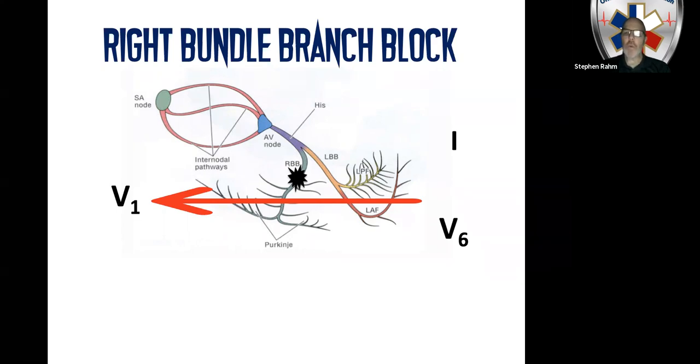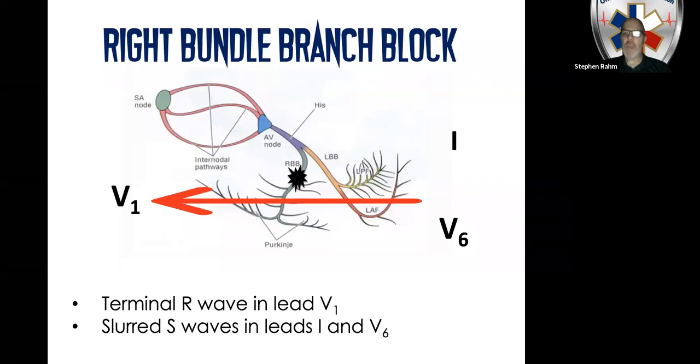But if you'll notice, that terminal force is coming directly towards the V1 lead. So what that means is, in lead V1, you're going to have a terminal R wave. In other words, the QRS complex, and I use that term very generically, in lead V1 is going to terminate with an R wave. You can have a small Q and a big R. You could have an RSR. You could have several other variants, but the point is that it will end in an R wave. And I'll show you some examples here in just a second.